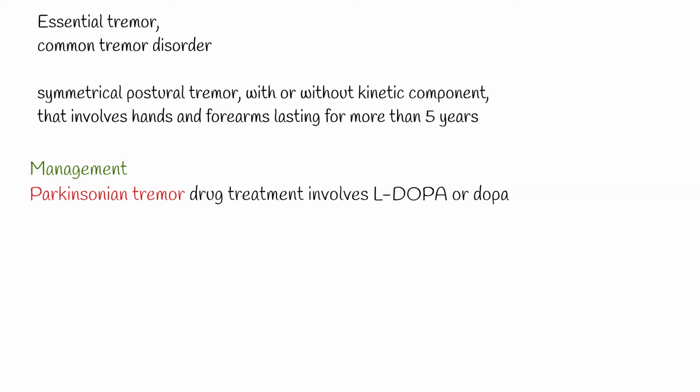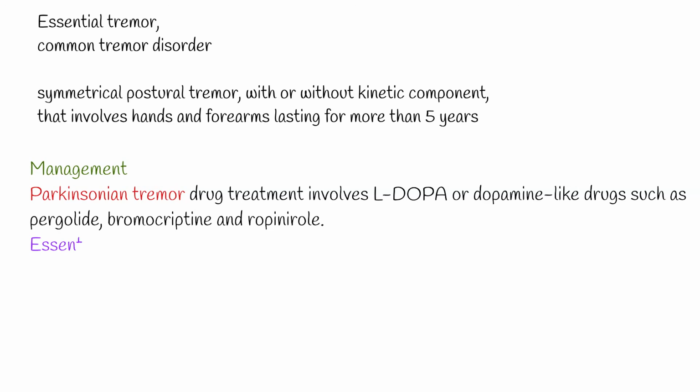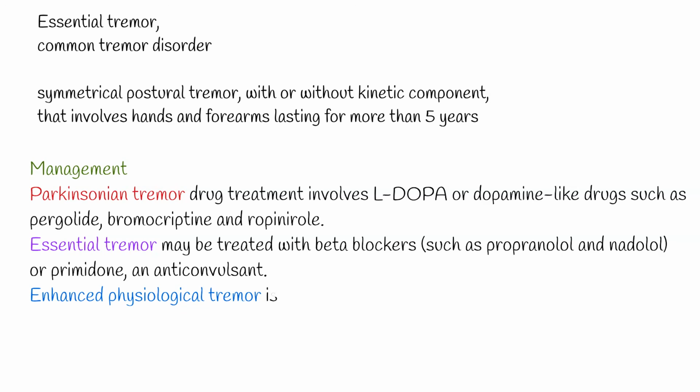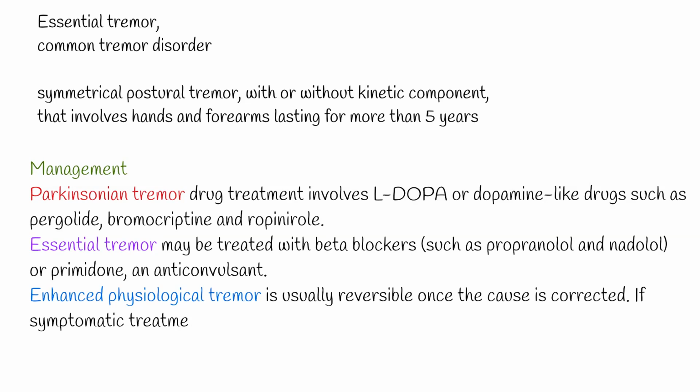Management of tremor depends on the underlying cause. Parkinsonian tremor drug treatment involves L-DOPA or dopamine-like drugs such as pergolide, bromocriptine, and ropinirole. Essential tremor may be treated with beta blockers, such as propranolol and nadolol, or primidone, an anticonvulsant. Enhanced physiological tremor is usually reversible once the cause is corrected. If symptomatic treatment is needed, beta blockers can be used.